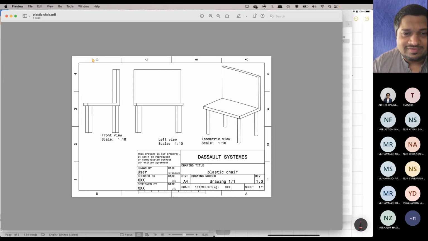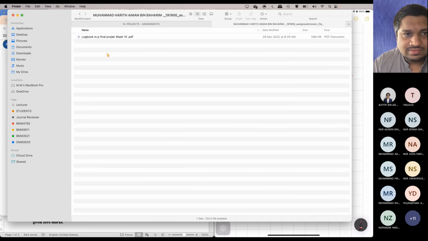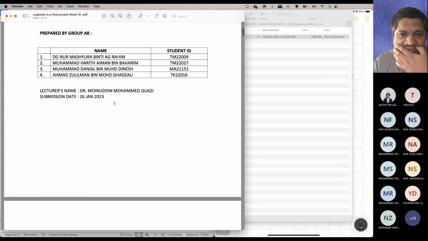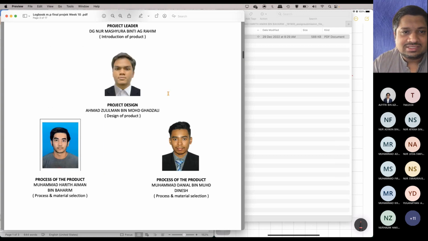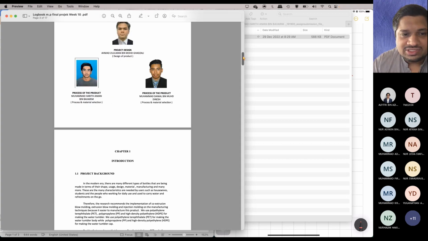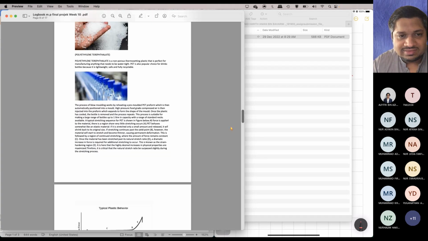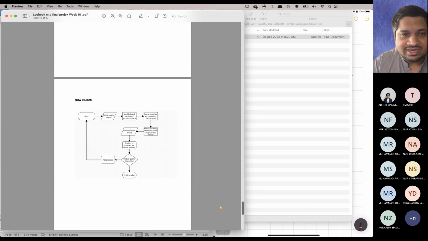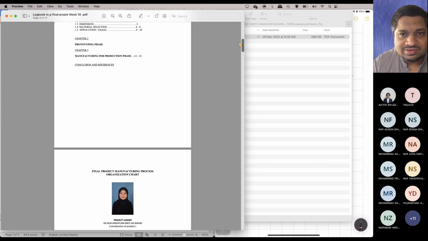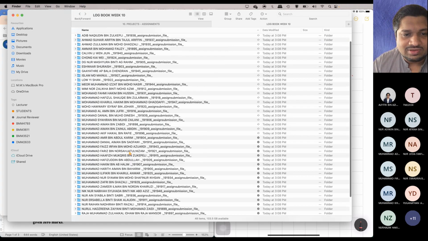Here is an example of a logbook in which the students put the drawing. So this is very good actually. They put the pictures of all members. This is good, and they show that they have started working on the report. Some sections are empty, but they have started to add data and complete the report. So this is good for a week number 10 logbook.